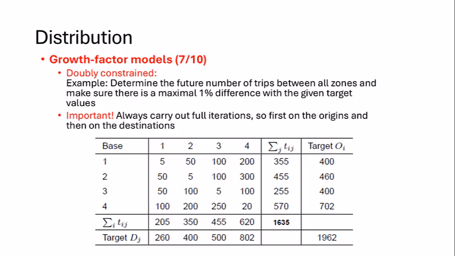Here's an example of applying the doubly constrained method. We start by calculating the future trips between zones, then adjust iteratively to make sure the totals match the known growth at both ends. The key rule is always to complete full iterations, first adjusting origins, then adjusting destinations, until the differences from the target values are acceptably small.